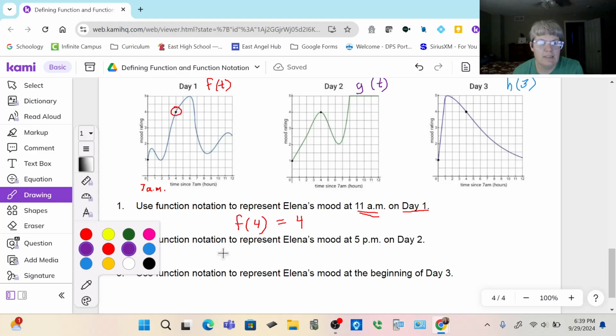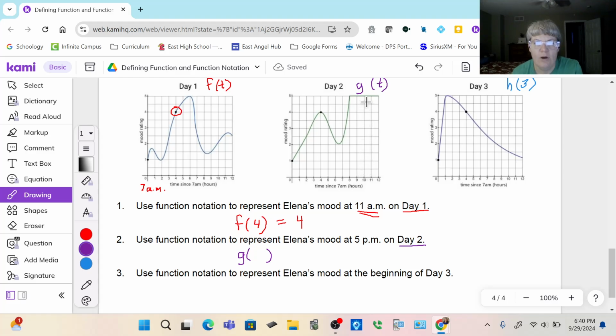If I take a look at the second sentence, we're doing this for Elena's mood at 5 p.m. on day 2. Day 2 is my g function, so I'm going to start with g of, and 5 p.m. Again, that's not going to be the 5 on my graph. I'm going to have to count to when I have 5 p.m. So remember, 0 is 7 a.m. 5 hours later would be 12. 7 plus 5 is 12 noon. So then if I need 5 p.m., I need to go another 5, and that is at 10.